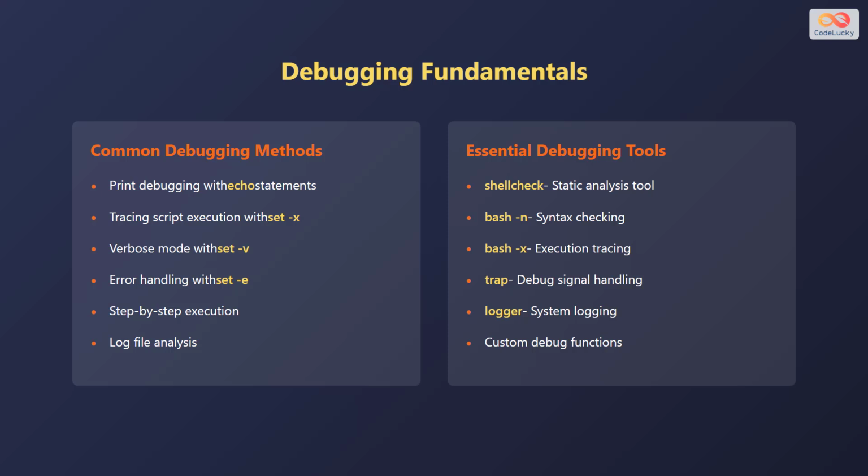Let's start with the debugging fundamentals. On the left are common debugging methods and on the right, essential debugging tools. Common debugging methods include print debugging with echo statements, tracing script execution with set -x, verbose mode with set -v, error handling with set -e, step-by-step execution, and log file analysis. Essential debugging tools include ShellCheck, which is a static analysis tool, bash -n for syntax checking, bash -x for execution tracing, trap for debug signal handling, logger for system logging, and custom debug functions.